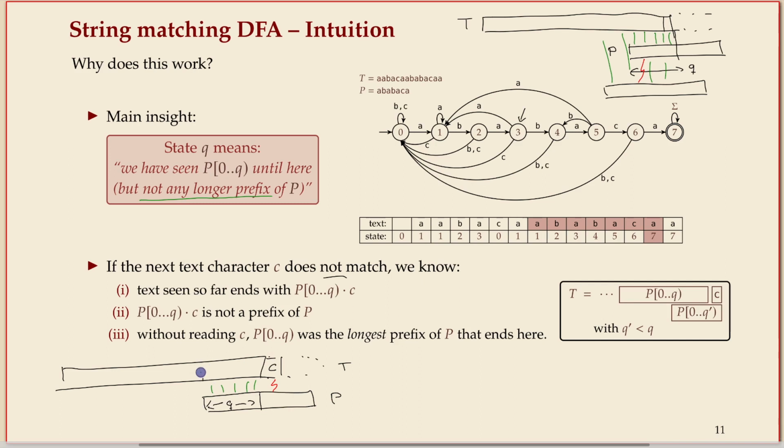It doesn't matter what the text looks like before that occurrence. So everything that's before that occurrence is irrelevant from the text. And the reason for that is that we picked the longest prefix. If C is a mismatch, then we have to shift P further to the right to get a match again. If there was a way to shift P to the left, then chopping off that last character would give us a longer than the longest prefix, and that's a contradiction.